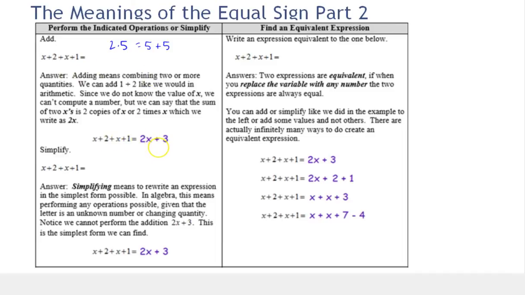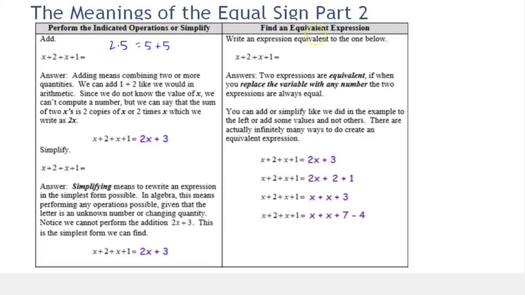Notice there's addition left, an addition we can't perform. This is our final answer because we have a variable term. Now, here we're told to simplify, and that's similar, and it specifically means to perform any operations we can. This is the simplest form possible. So these directions, perform the indicated operations and simplify, basically mean the same thing.